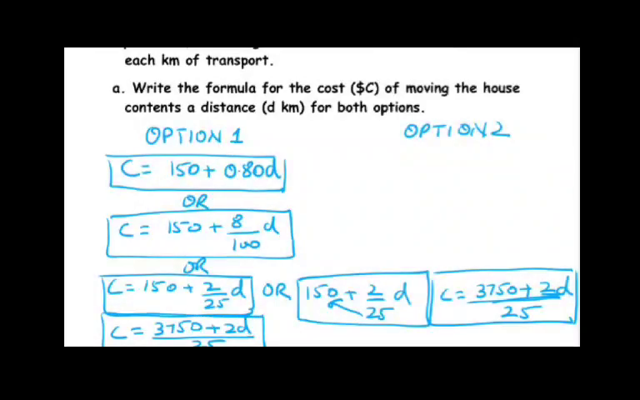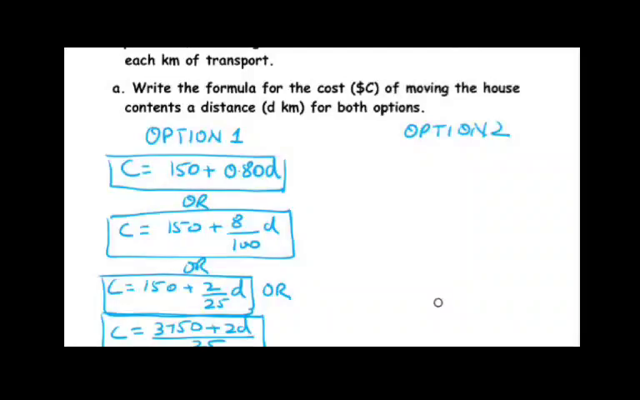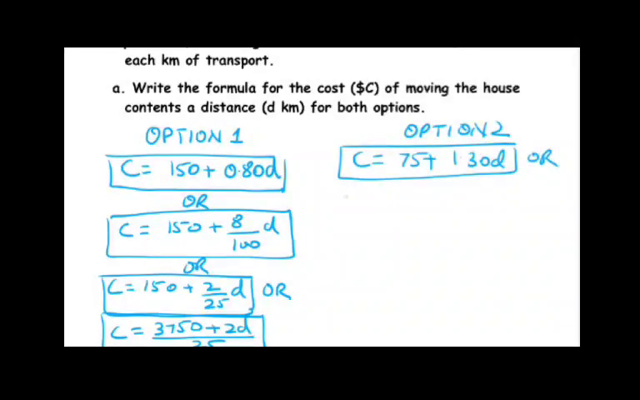Alright, let's proceed with option 2. So C is equal to, what does it say? Loading charge is 75 plus 1.30d. This is one way of writing the equation. The other way is C is equal to 75 plus 130 upon 100d in the fraction form.